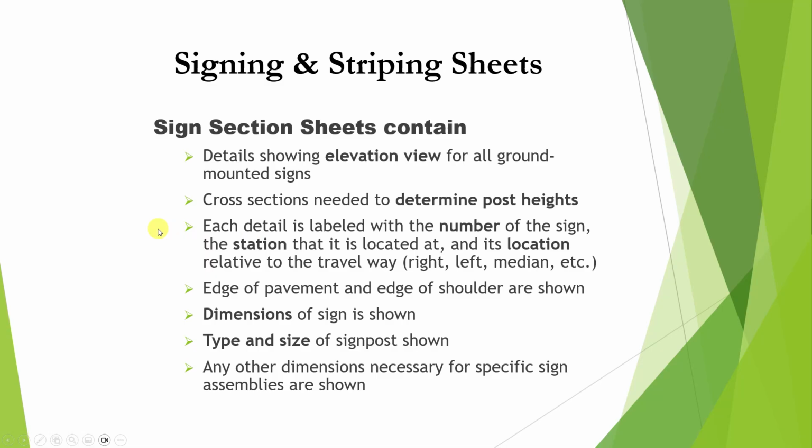Each detail is labeled with a number and a sign of the sign, the station that it is located at, and the location relative to the travelway, either right, left, or in the median. Okay, edge of pavement and edge of shoulders are shown. Dimensions of signs are shown. Type and size of the signpost and any other dimension necessary for specific sign assemblies are shown.